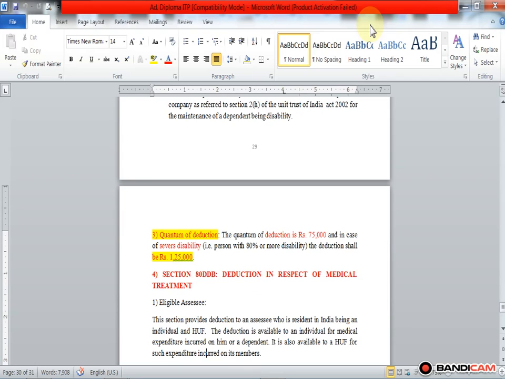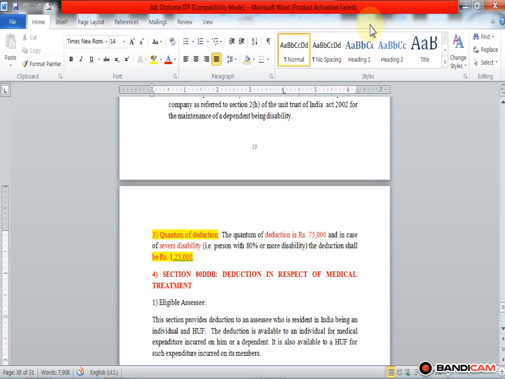If the disability is not severe, then the allowable deduction is rupees 75,000. If the assessee's or the dependent person's disability is severe, then the allowable deduction shall be rupees 1,25,000. Here severe disability means disability of 80% or more. We studied these sections in our previous lecture.